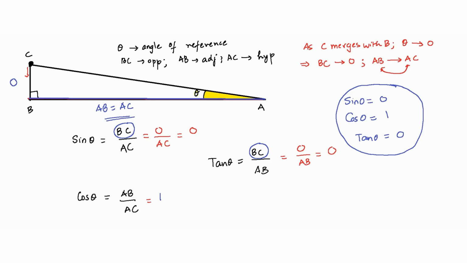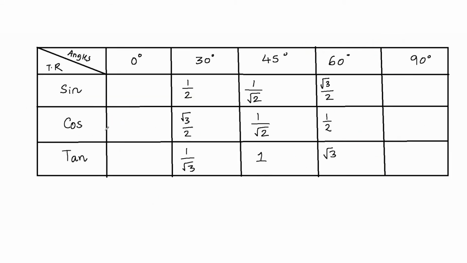Let us now go ahead and fill this in our trigonometric table. So we saw that the value of sine 0 was 0, the value of cos 0 was 1, and the value of tan 0 is 0. Let us now go ahead and calculate the trigonometric ratios for 90 degrees.